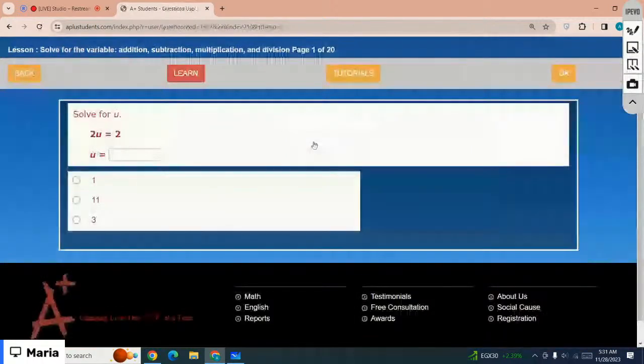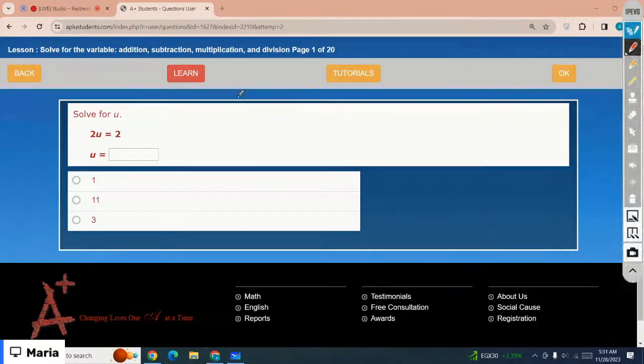Okay, 2u equals 2, which is the correct option. You have to divide both sides by 2, right? So u equals, because 2 is multiplying u, right? So opposite to multiplication is division. You need to divide both sides by 2. Yes, u equals 1. The correct option is 1.